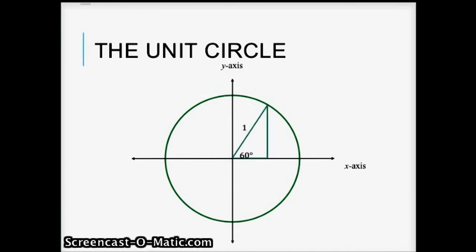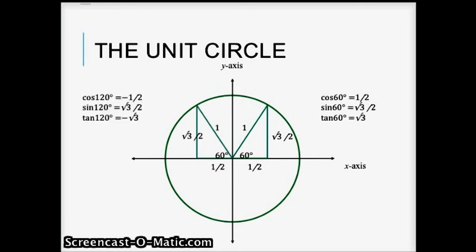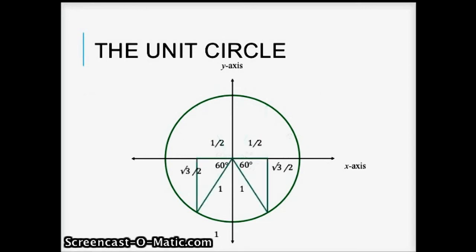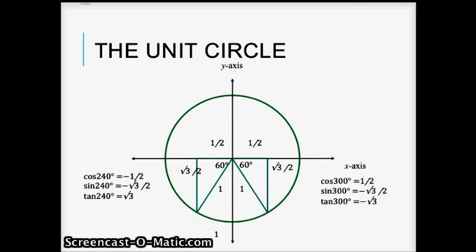Using the same method, we can use a 30, 60, 90 triangle to find the trigonometric values for a 60 degree and 120 degree angles. This also works to find the trigonometric values for 240 degree and 300 degree angles.